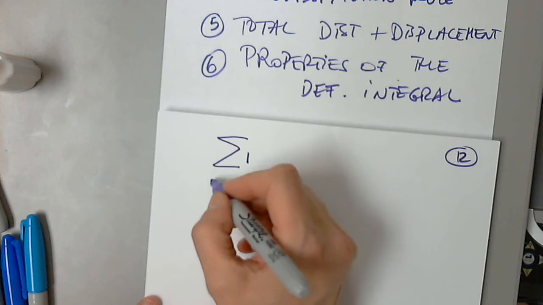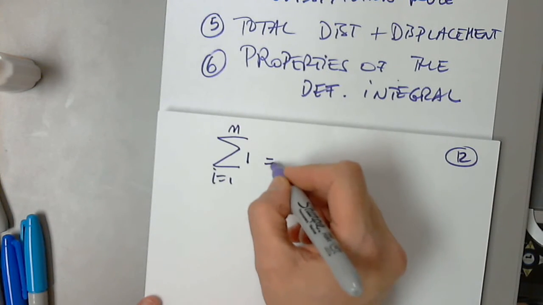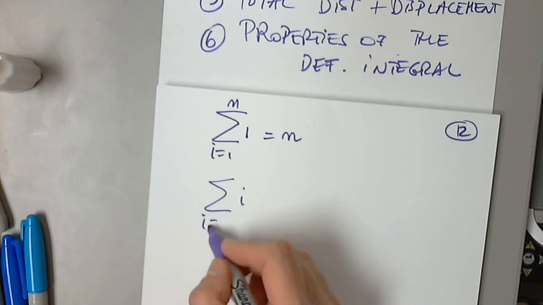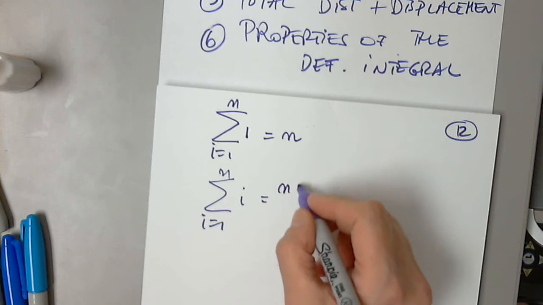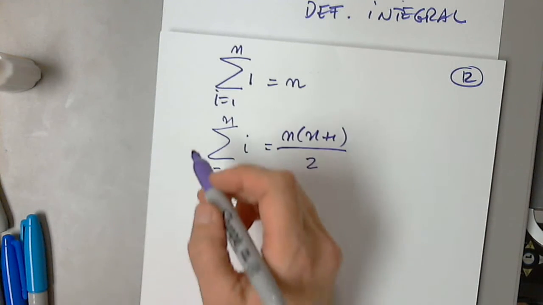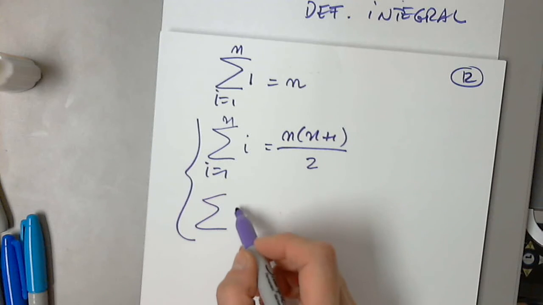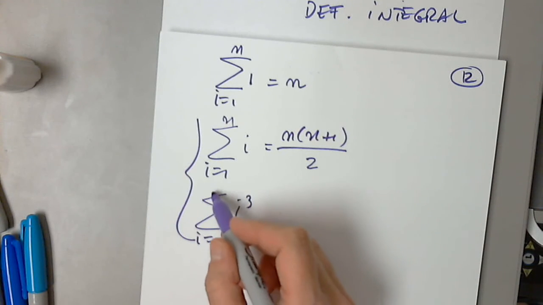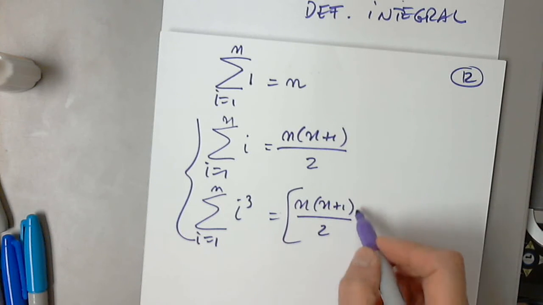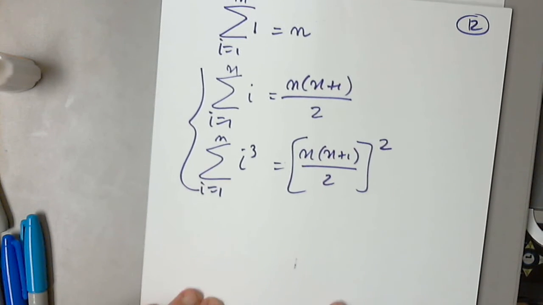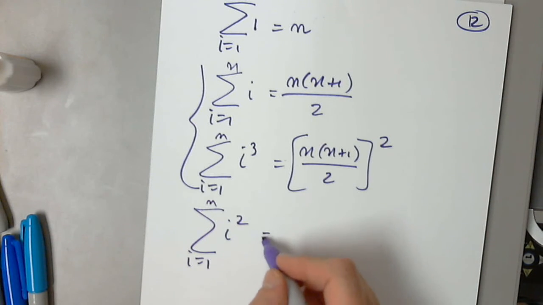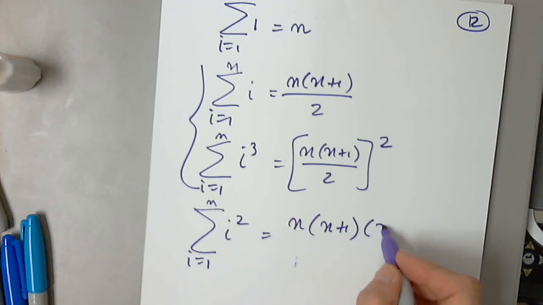The sum of 1 from i equals 1 through n is n. The sum of i from i equals 1 through n is n(n+1)/2. I'm going to put this next because I want you to remember them together because it's easier. The sum of i cubed is (n(n+1)/2) squared. And the last one, the sum of i squared, is this.